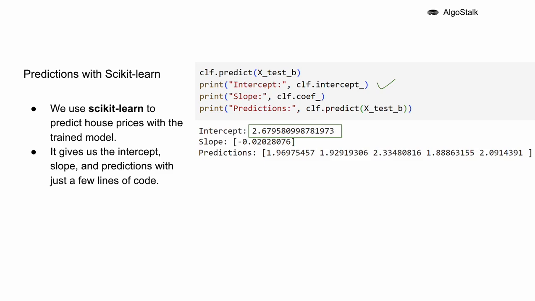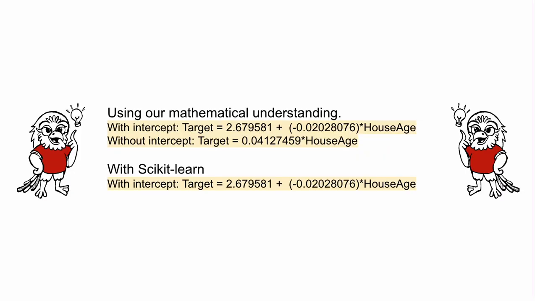It provides us with the intercept, slope, and predictions with just a few lines of code. In summary, our manual implementation matched Scikit-Learn's results, validating both our grasp of math and the library's accuracy. I hope you find out the line without intercept yourself now.